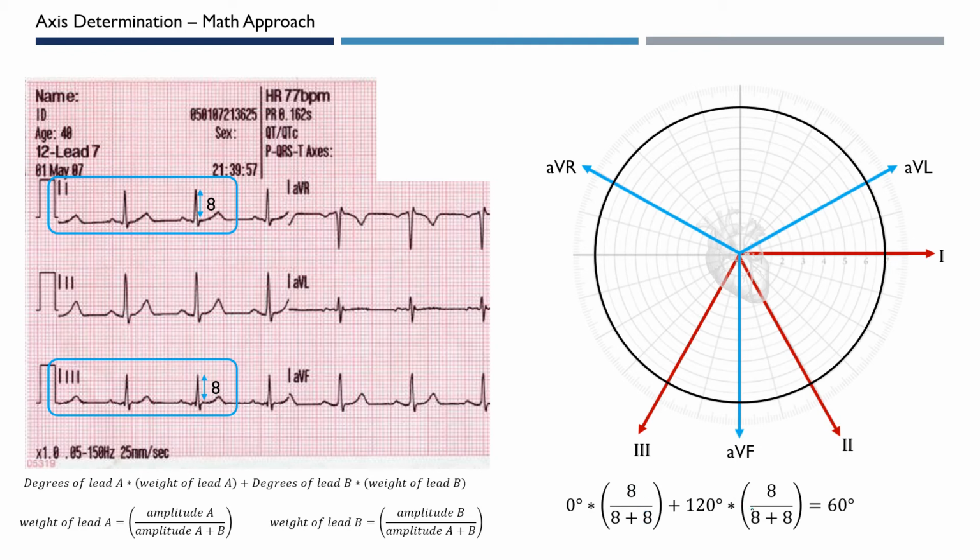We're going to add that to the third lead, which is at an angle of 120, and multiplied by its weight. When we do that, we get a 60 degree depolarization. Now notice that that 60 degree depolarization is right on lead 2. And this is corroborated by our equiphasic depolarization in AVL and our large amplitudes in lead 2.